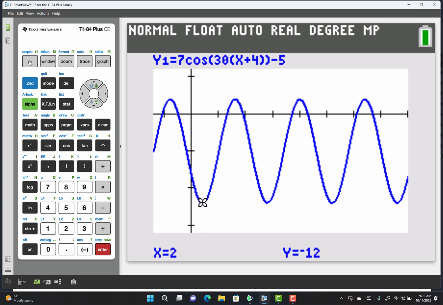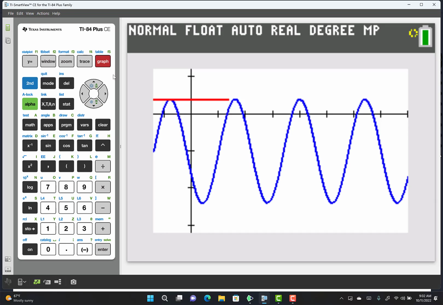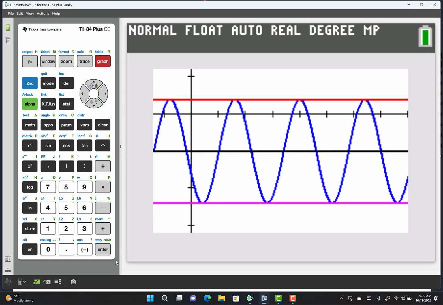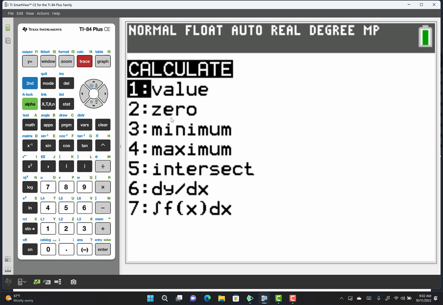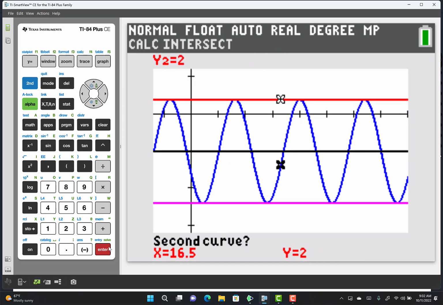If you want to see all 3 points, you can do this. Watch. At Y2, you can push 2. At Y3, you can put negative 5 for the midline. And then at Y4, you can put negative 12. And check it out. Look how awesome this graph is going to look. Oh, yeah, look. There's my max. There's my mid. And now, if you want, you can go second calculate. You can push the word intersect, number 5. And then you can find the intersection between any curve now.